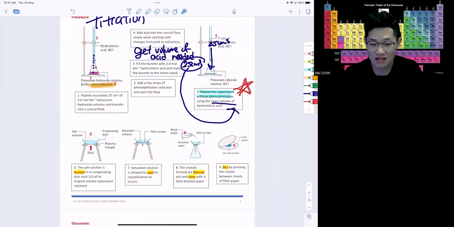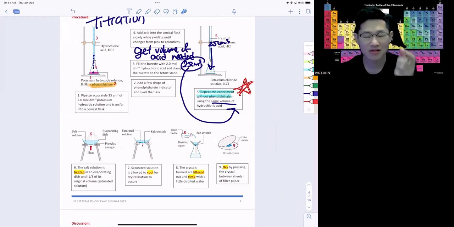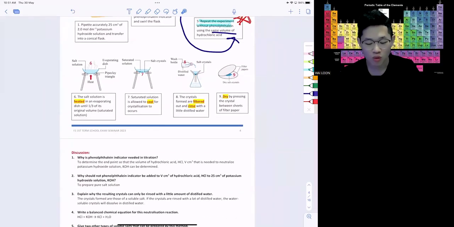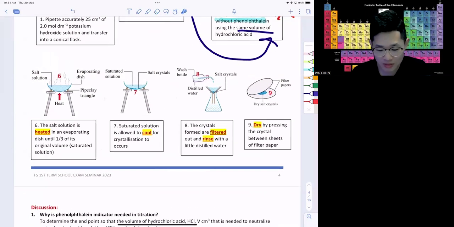After we have done all this, we get the salt solution. Acid plus alkali, we get salt and water. So what are we going to do with the salt solution? These are the 5 important steps.